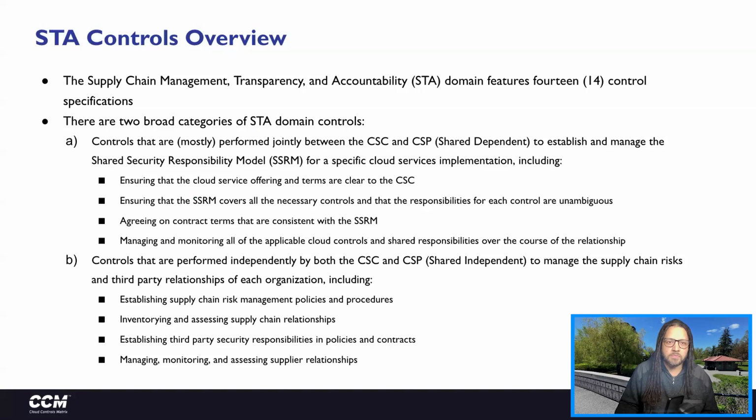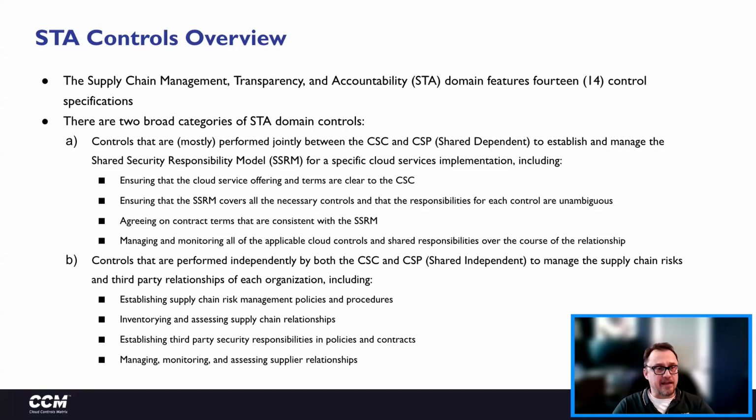The supply chain management, transparency, and accountability domain here has 14 controls, and those are divided up into two categories. There's controls that are performed collaboratively by both the customer and the provider. We'll get to some examples of those, but those are called the joint controls. And then we have independent controls, things that have to be carried out separately by both the customer and the provider based on their own unique roles and responsibilities.